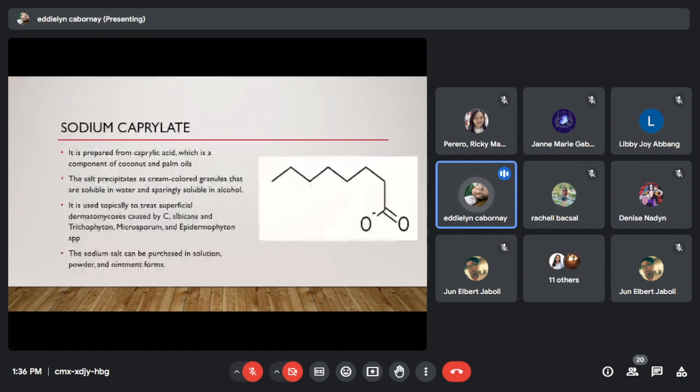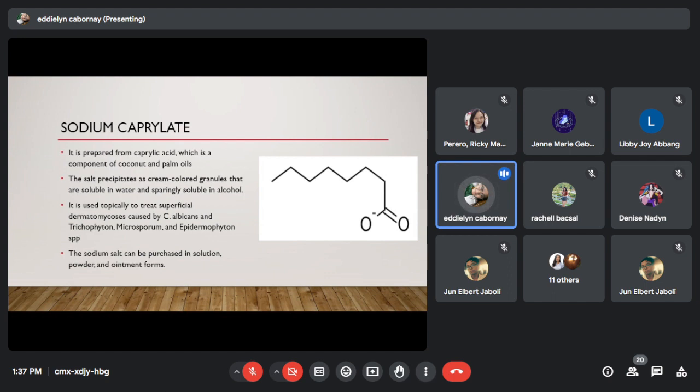Okay, so next we have sodium caprylate. Sodium caprylate is derived from caprylic acid, which is a fatty acid found naturally in coconut and palm oils. Okay, so we already covered propionic acid, and now it is caprylic acid, which is also a fatty acid.